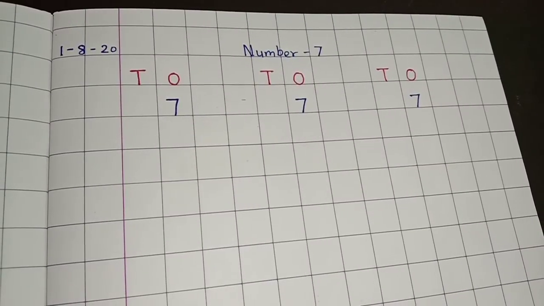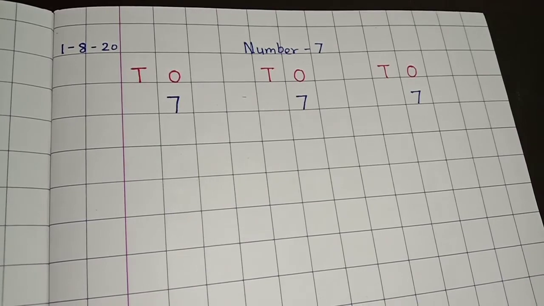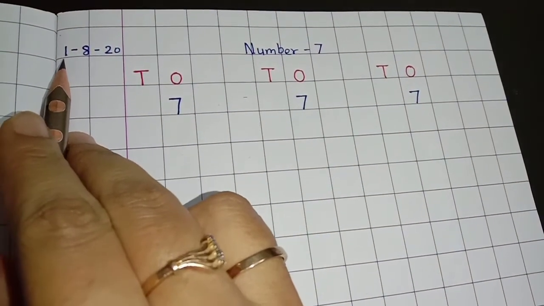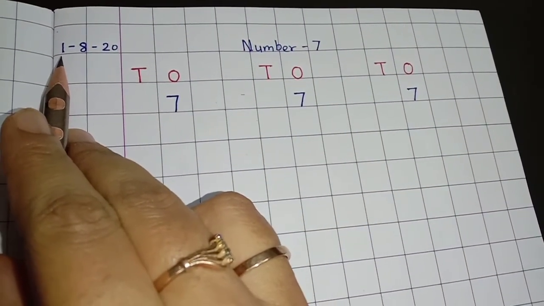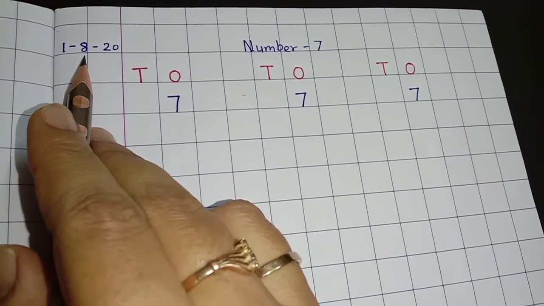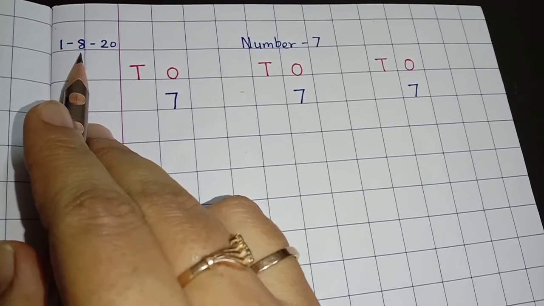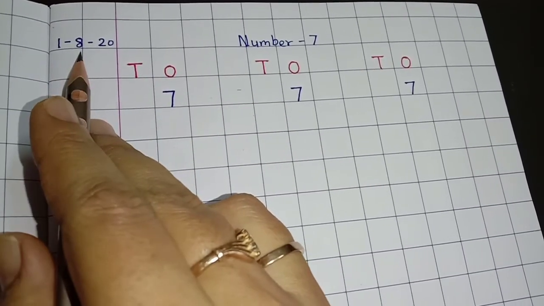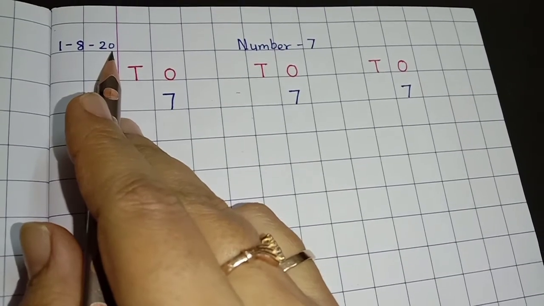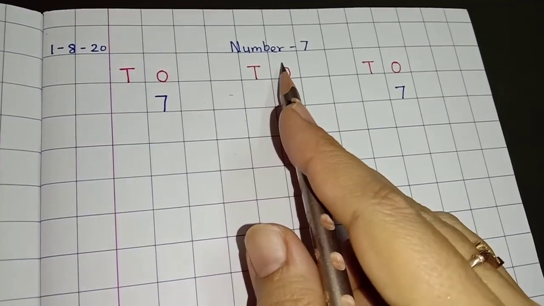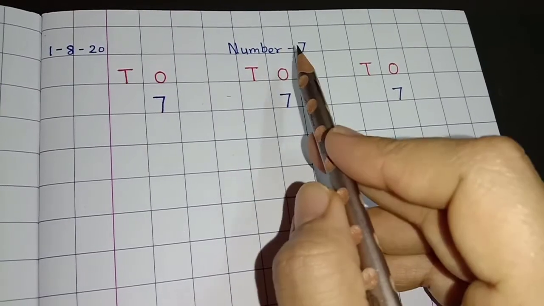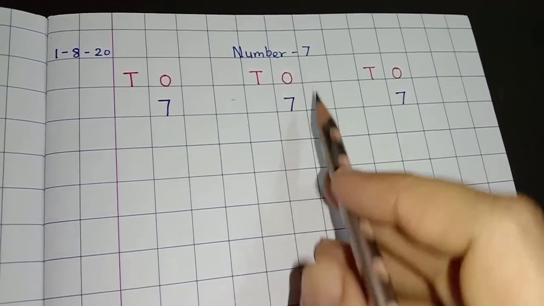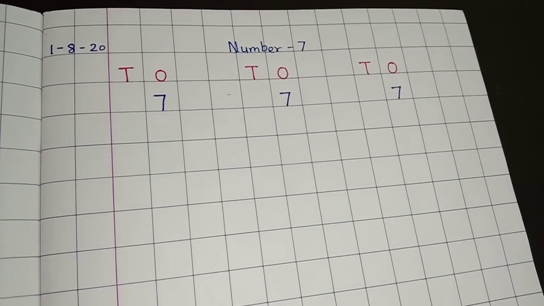Now we will learn how to write number 7 in your notebook. Kids, which date is today? Yes, 1. And which month started? Yes, August. It means 8. And 2020. 1st August 2020. And which number are we learning today? Number 7. So let's start.